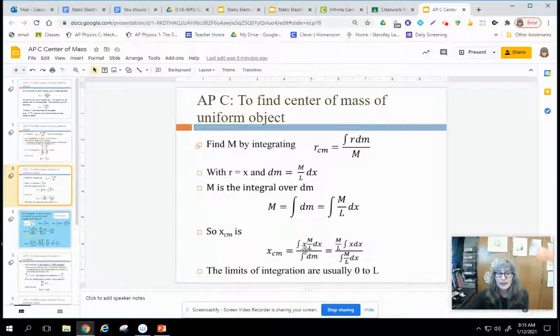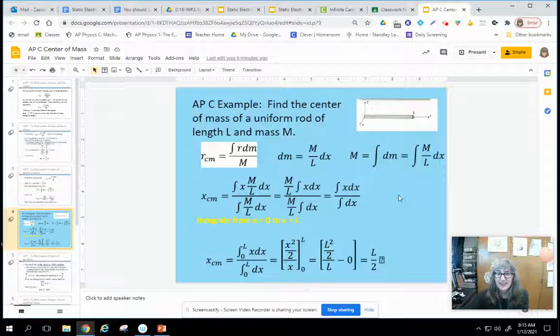So then your center of mass is going to be this r dm. So r becomes x, then your dm is M over L dx. The M over L can come out of the integral because it's a constant. So then it's x dx, and we know how to do that. That's not a problem. Yay. And then we can integrate over the M over L dx, and I'll show you what that looks like in the next slide. So once we do this, we're just going to get L.